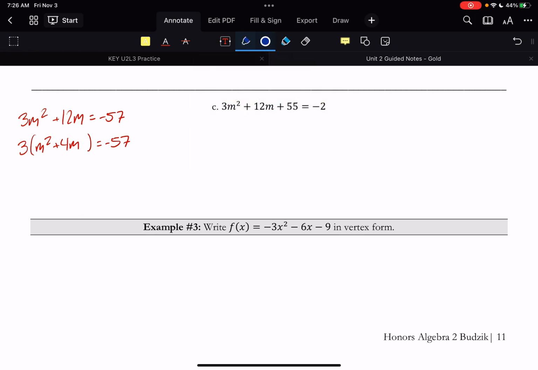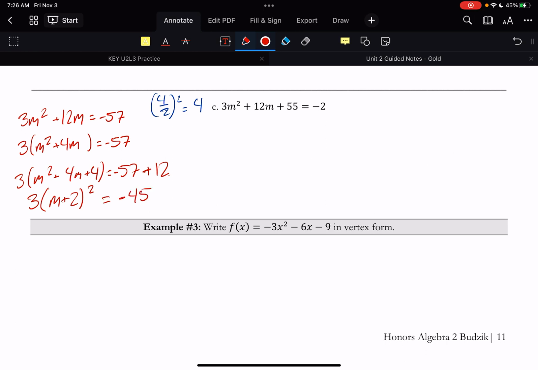So then I again want to find that b over 2 squared value. So 4 divided by 2 squared. 2 squared is 4. So 3 times m squared plus 4m plus 4 equals 57 plus 4. Nope. Remember, again, I'm really doing 3 times 4, so I have to add 12 to both sides, and that 57 should be negative 57 plus 12. Okay? So when I factor that perfect square trinomial, that leaves me 3 times m plus 2, quantity squared, equals negative 45 when I do that math.